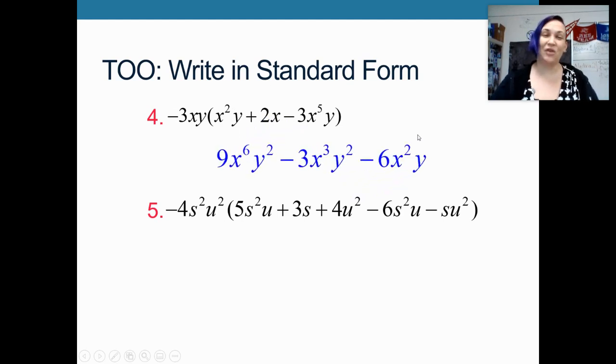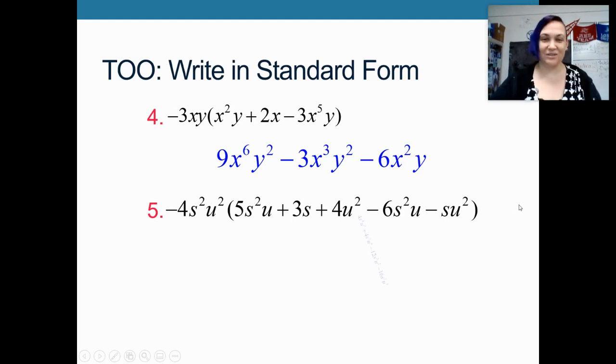And then when we're done, hopefully you got this for your final answer. Now, I rewrote this in standard form. On some of your homework tonight, it is going to ask you specifically to write it in standard form. So after you distribute, you might need to reorganize. Standard form is in descending order with your largest exponents first and then slowly working your way down to the smaller exponents. So I chose to write the one with the x6y squared first because that had the biggest exponents. Then I have x3y squared and then x squared y.